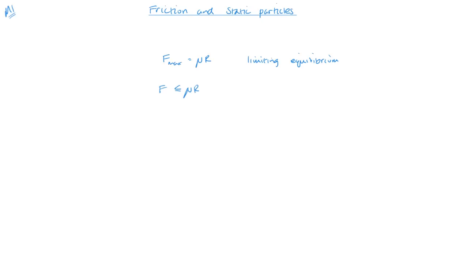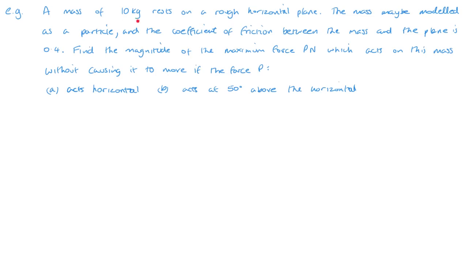So I think what's best to do here is to look at a couple of examples. I'll start off with one that's just on a horizontal, but all the questions we're going to look at today are on inclined planes. So we've got a mass of 10 kilograms resting on a horizontal plane. Let me draw that first of all. There's my horizontal plane, and I've got a mass of 10 kilograms. So it's going to be 10g going down, and then it's going to have a normal reaction R. Now, the mass may be modelled as a particle, so I could have drawn just a little circle as a particle here, but I'll leave it as a box.